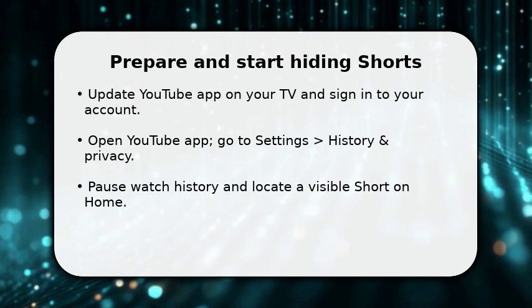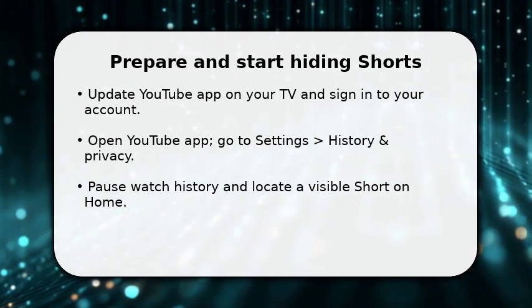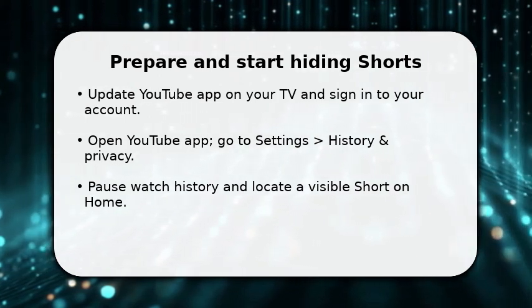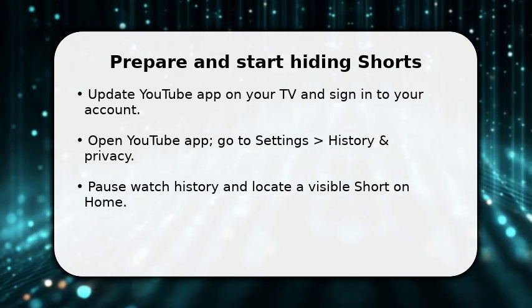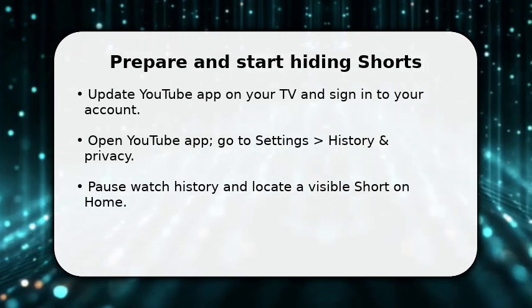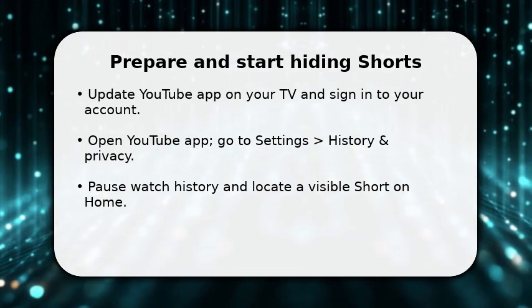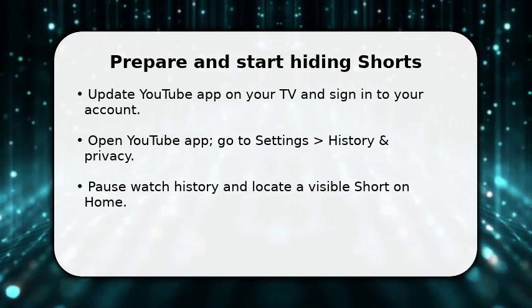Next, find a short on your home feed. This is the first actionable item. You will tell YouTube you don't want it. Pausing history and targeting a short immediately reduces future short format recommendations quickly and predictably.